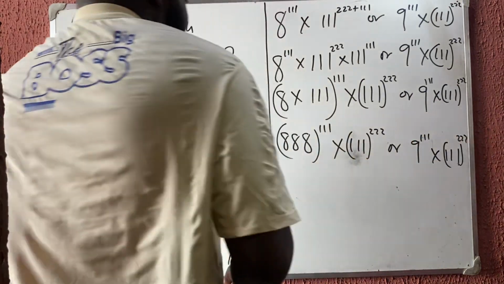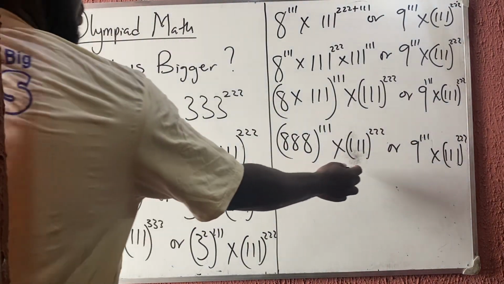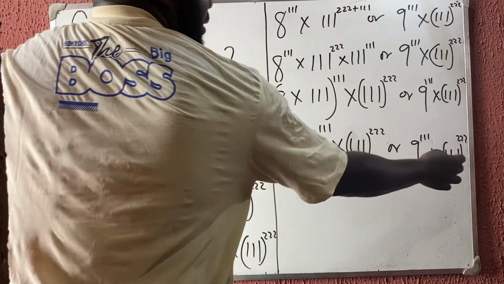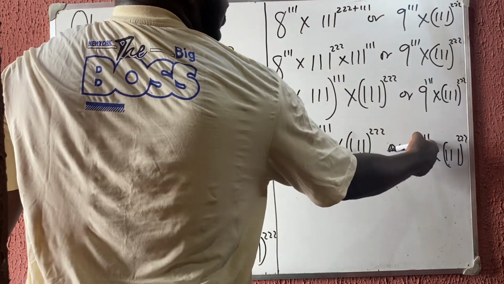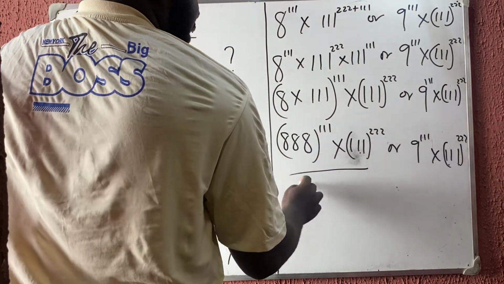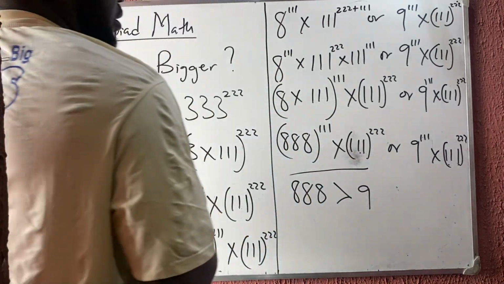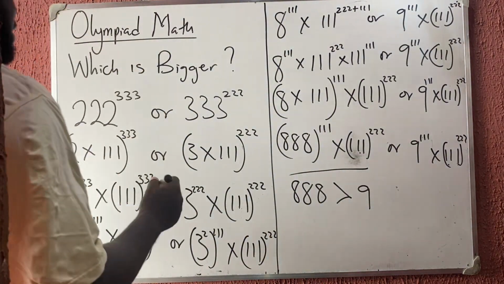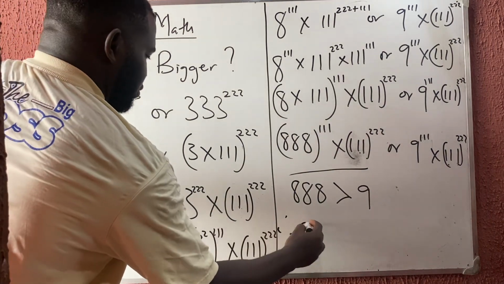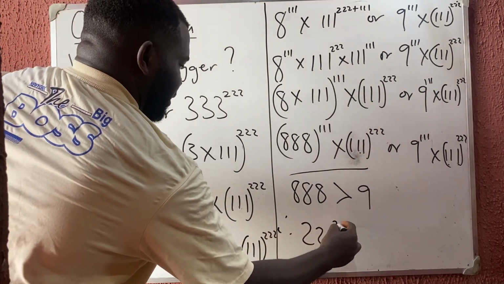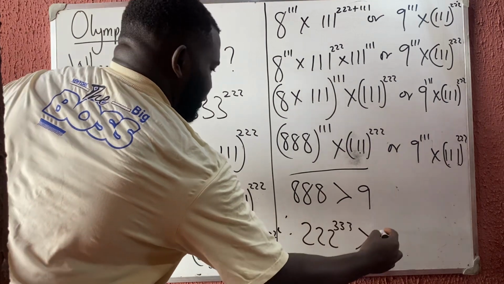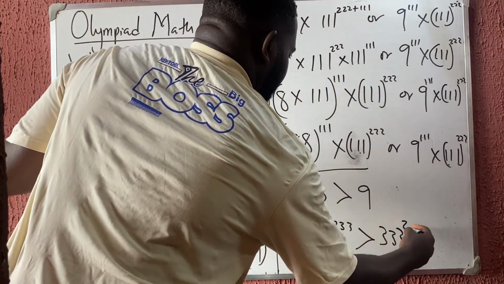Now if you compare this, you will see that this one is bigger. Why? Because this and this are the same thing. This is raised to power 111 and 111, and then 888 is greater than 9. Since 888 is greater than 9, therefore 222 raised to power 333 is greater than 333 raised to power 222.